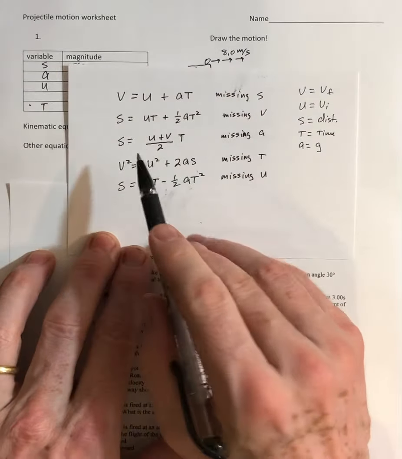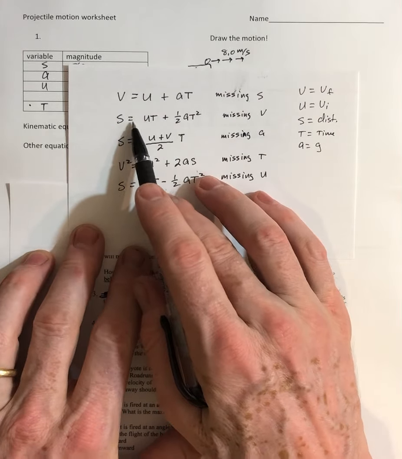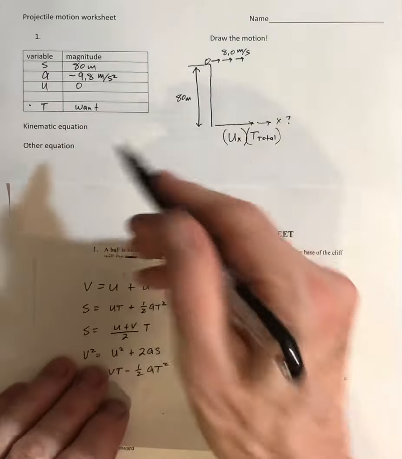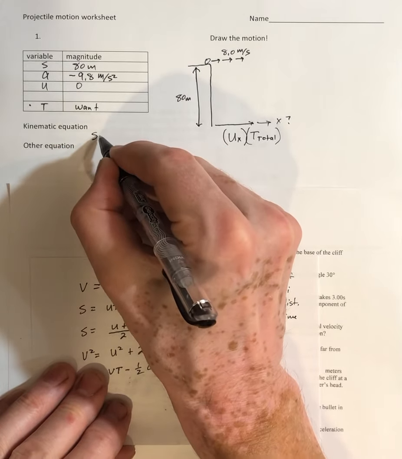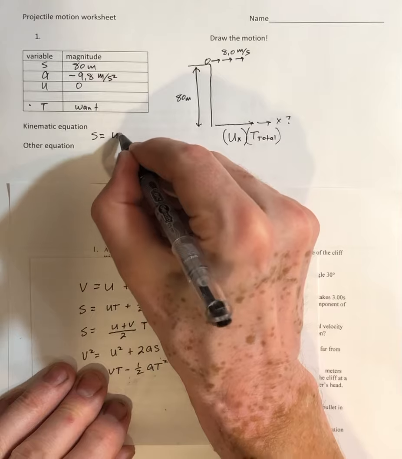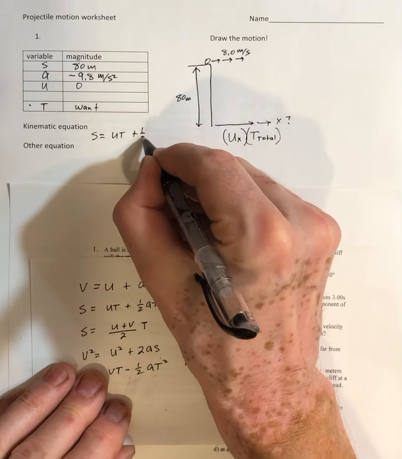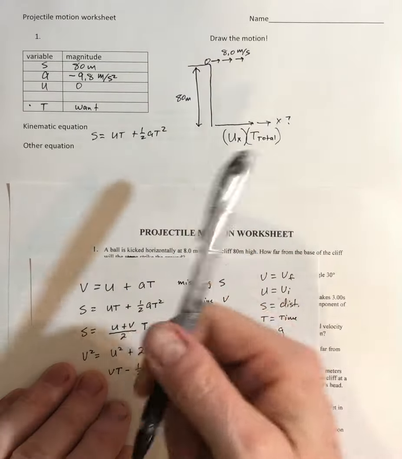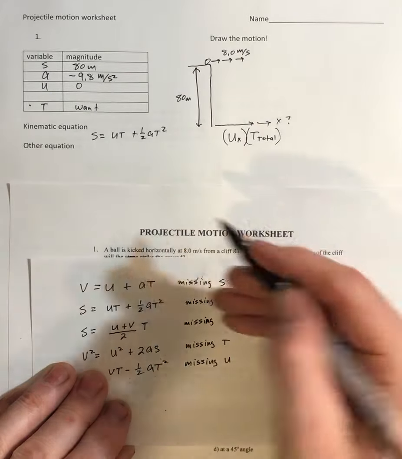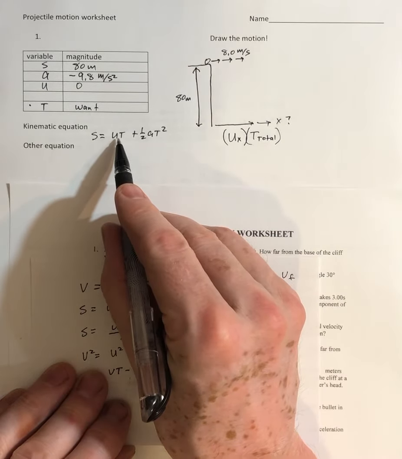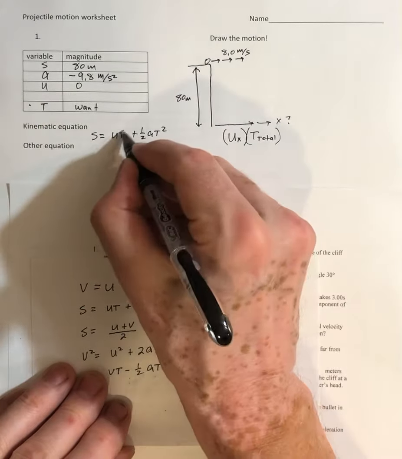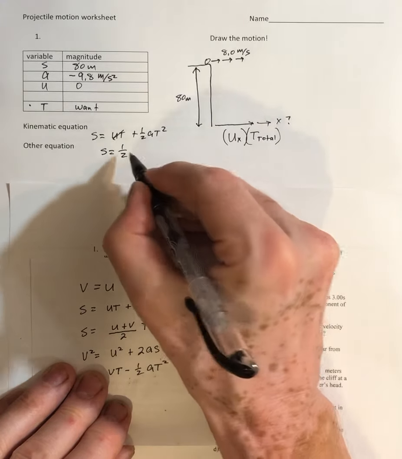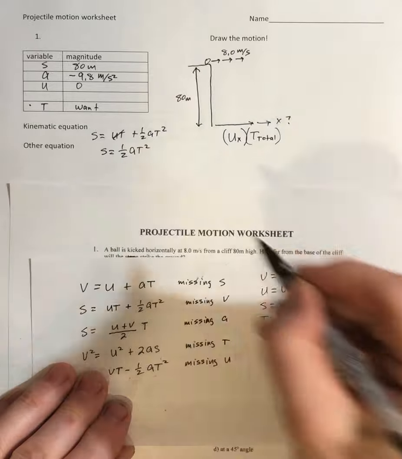So here we go. I'm missing final velocity, so I'm going to use s = ut + 1/2 at². So that's pretty simple. And then, because I want time, we'll manipulate this. Now, what is the first thing I can say about this? I know that my u is 0, so that goes away. And so what I get is s = 1/2 × a × t².